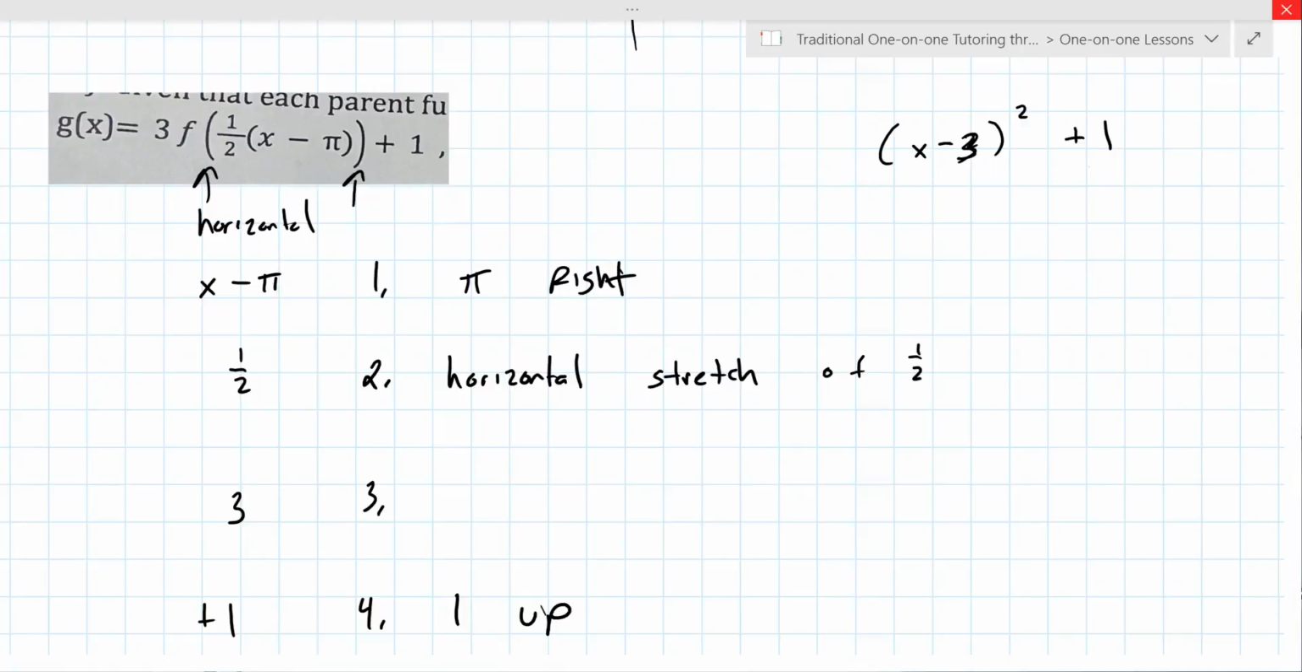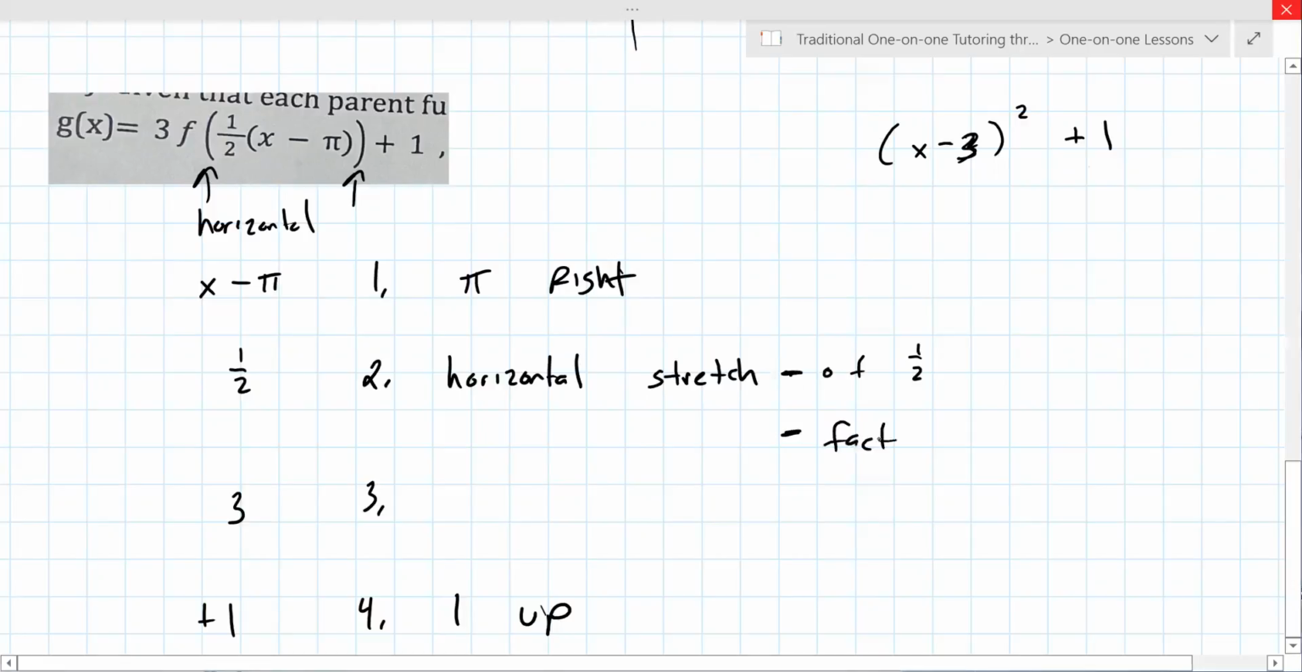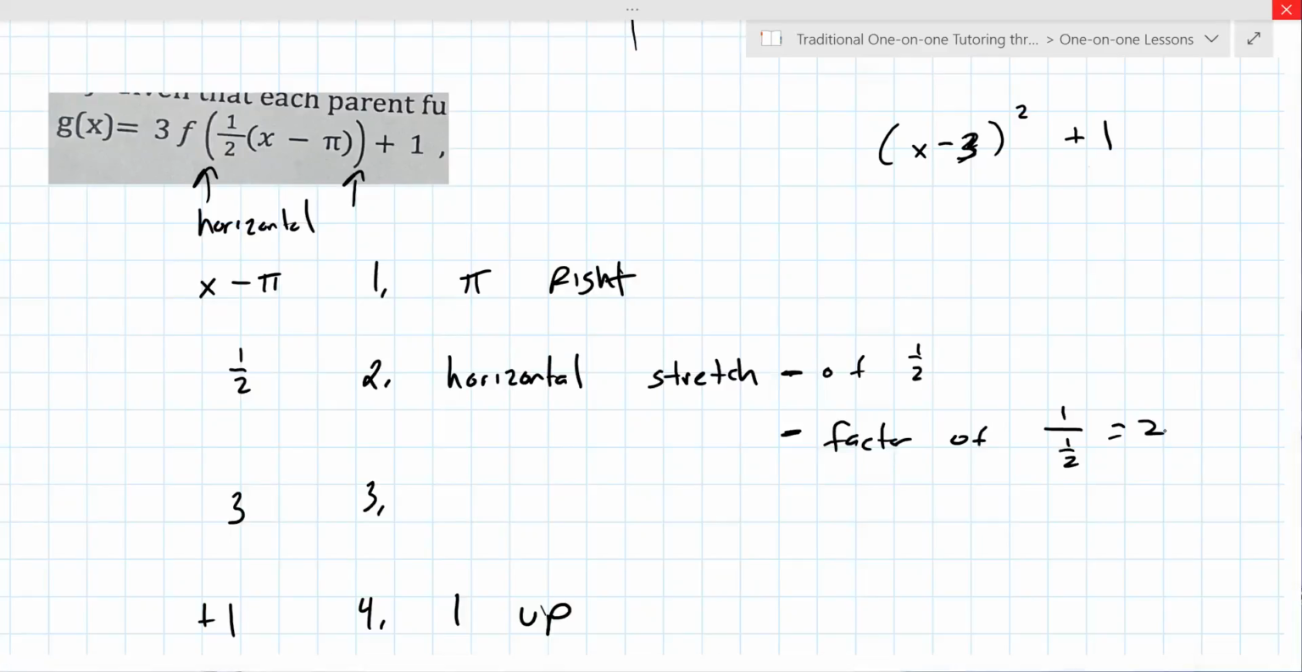So I don't see much written here, but it's actually the reciprocal of this is how much you're stretching. So that's one option. The other option is you could say factor of 1 over 1/2, which is 2. But if it was a compression, which occurs if this number is greater than 1, like let's say the 3 was in here, it would be a horizontal compression of 3 or by a factor of 3.